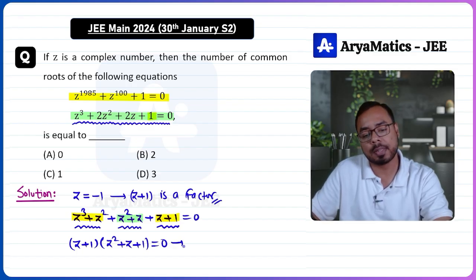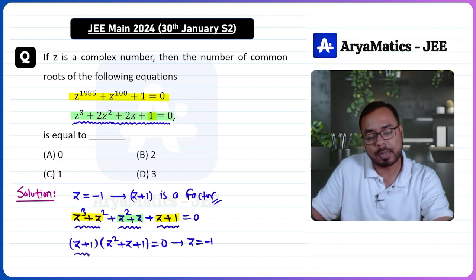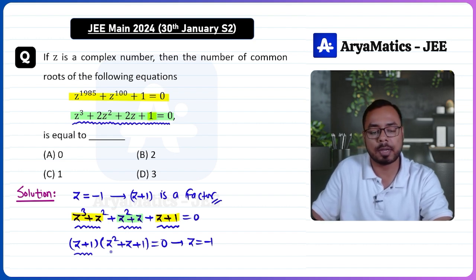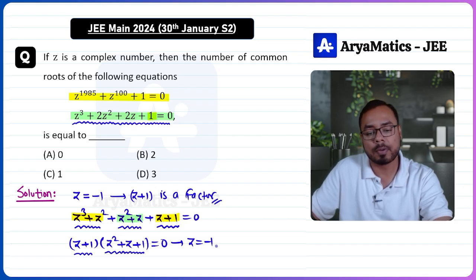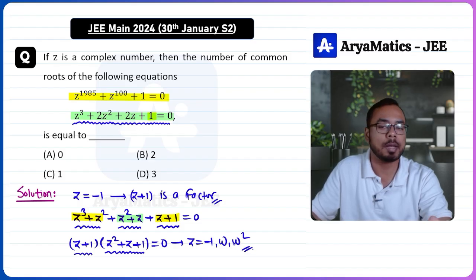And now clearly you can see that for this equation, if the first term is 0, z equals minus 1, this we have established earlier. And if z square plus z plus 1 is 0, from there you will get the roots as omega and omega square, where omega is the imaginary cube root of unity. So basically for the second equation, these are the three roots: minus 1, omega and omega square.